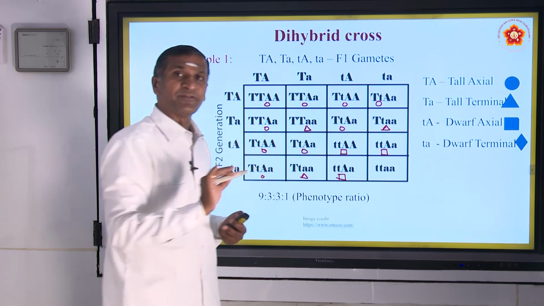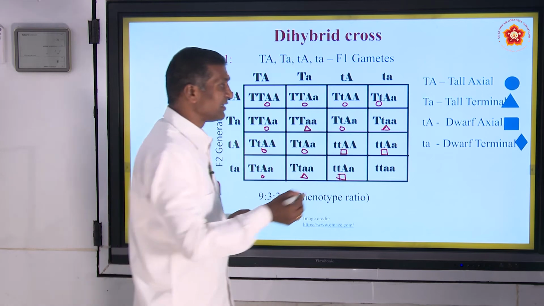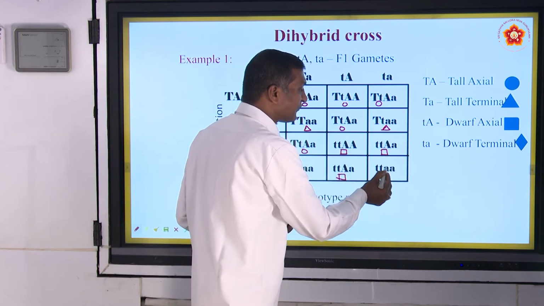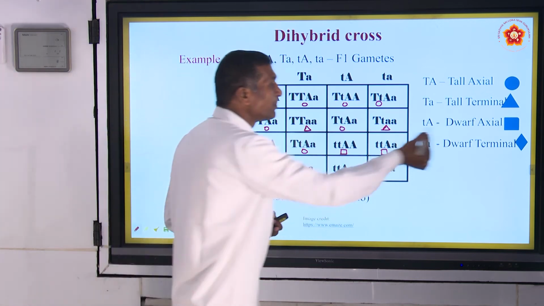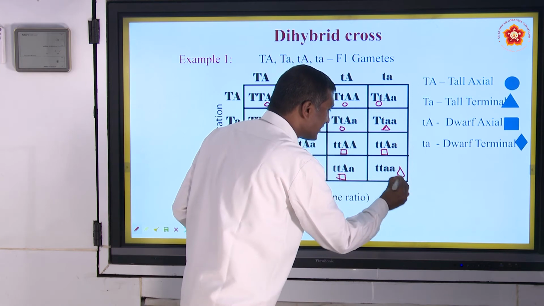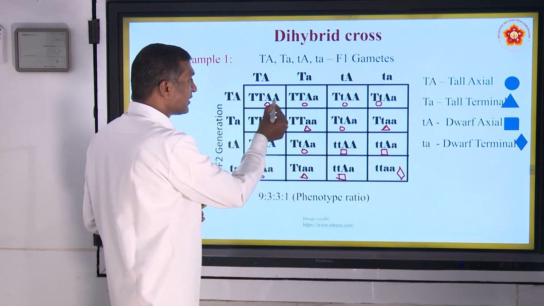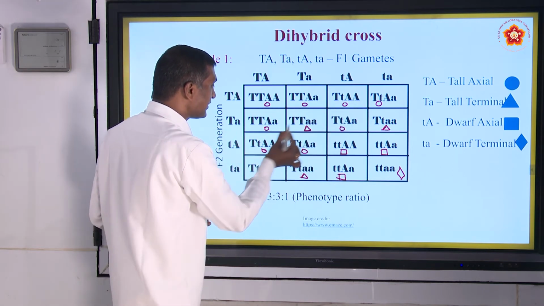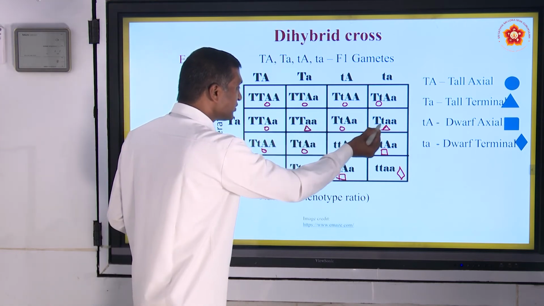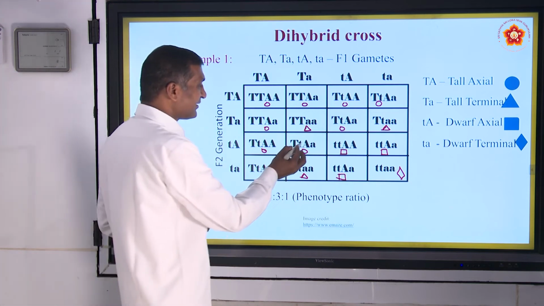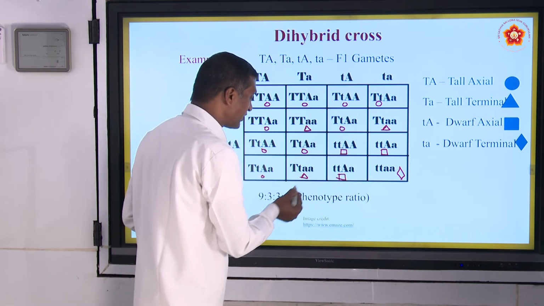Out of two T's, we have small t's only. Out of two A's, we have small a only. Then it is dwarf and the flowers are what? Terminal. Rhombus symbol we have used here. Now let us count how many circles are there. 1, 2, 3, 4, 5, 6, 7, 8, 9. Perfect. How many triangles? 1, 2, 3. Perfect. How many squares? 1, 2, 3. Perfect. How many rhombus? Only one.